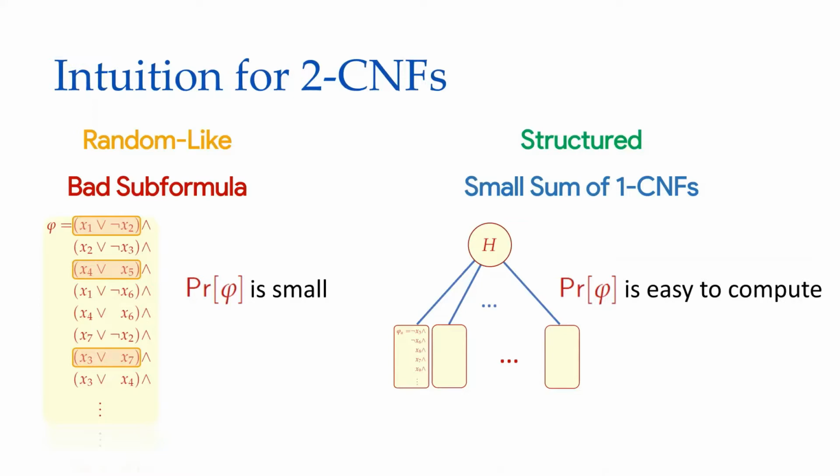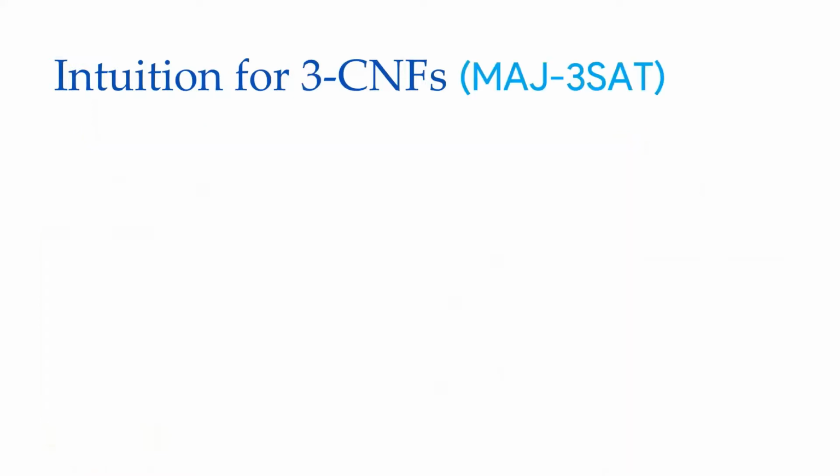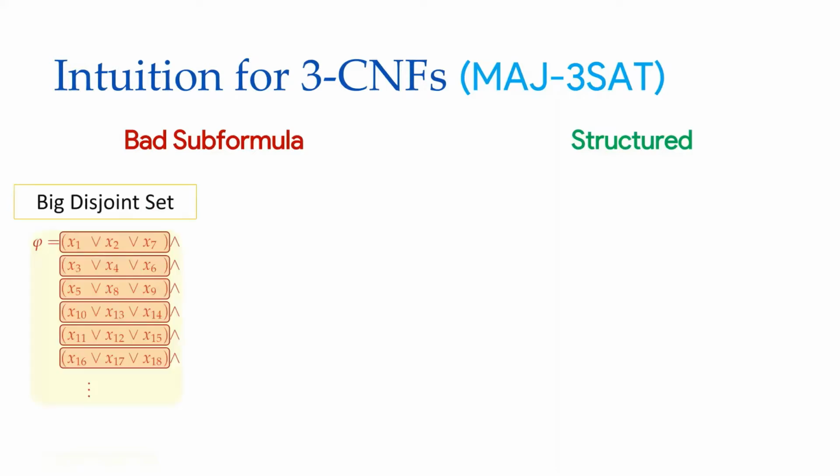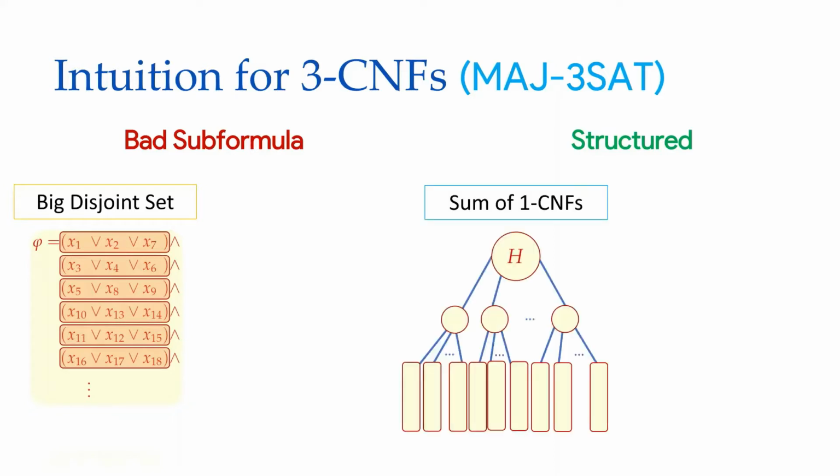And this split between bad subformulas and structure also holds for 3CNFs, but in a more complicated way. If we use the ideas from our majority 2-SAT algorithm directly to try and solve majority 3-SAT, we recover some similar cases. If we find a large disjoint set, we still return no. And if the input is nicely structured, we may be able to decompose it as a direct sum of 1CNFs.